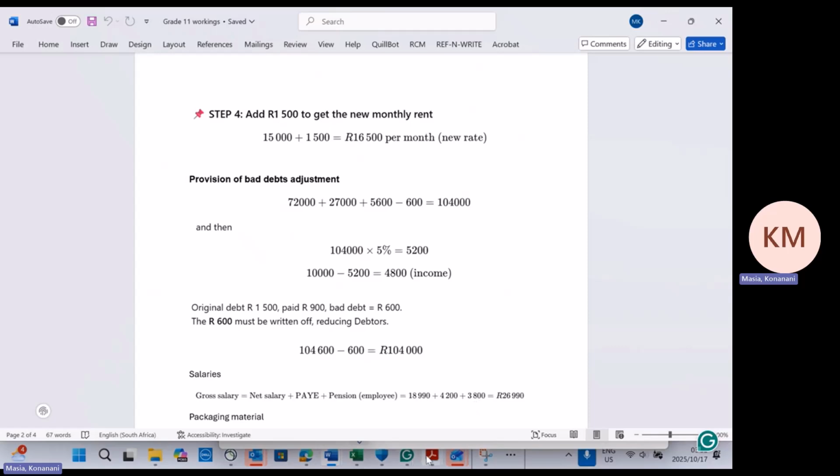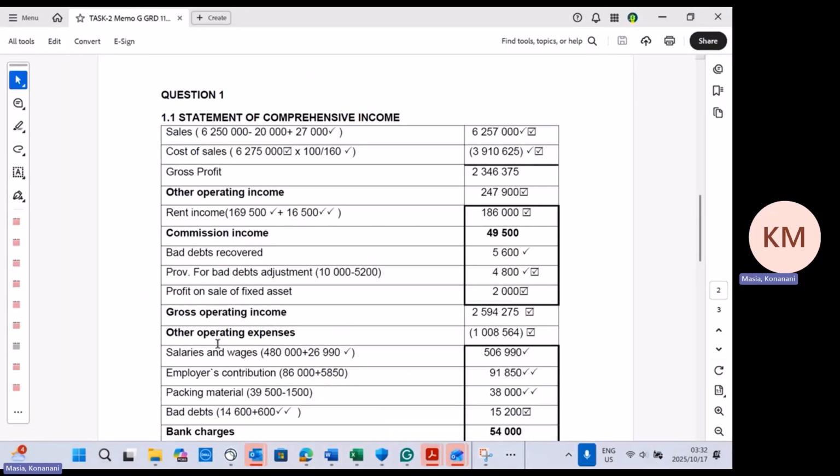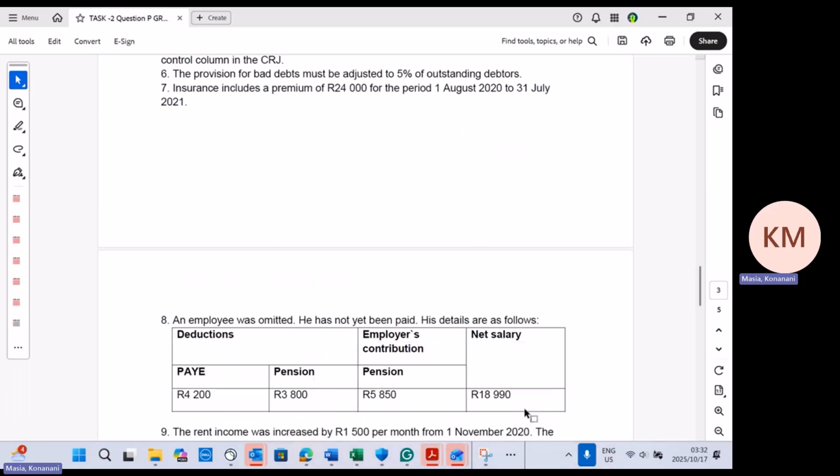Now, if you go to the solution here, you can see I went to say salaries only. It's going to be 480 plus that 26,900, excluding what the employer contributes, because I'm going to have a separate line item called employer contribution, which is shown separately, which is now 91,850. Then the 5,850, where did I determine that? It's based on the information provided.